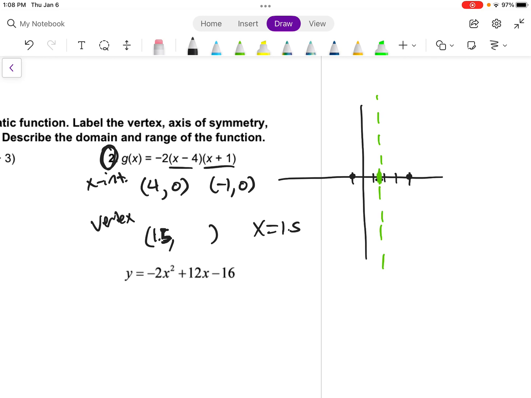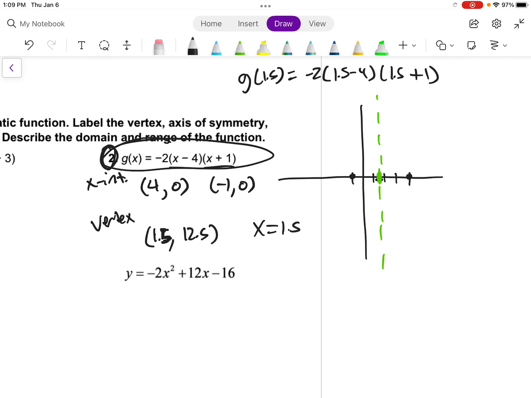Okay, this is a little bit tricky. So I've got to take the 1.5. That's my x. I've got to plug it back into here to find out what it comes out to. So I'm going to go g of 1.5 equals negative 2 times 1.5 minus 4 times 1.5 plus 1. And where it's a decimal like that, I would just grab a calculator. That's what I'm doing. And I just plug that whole thing in. And I get 12.5.